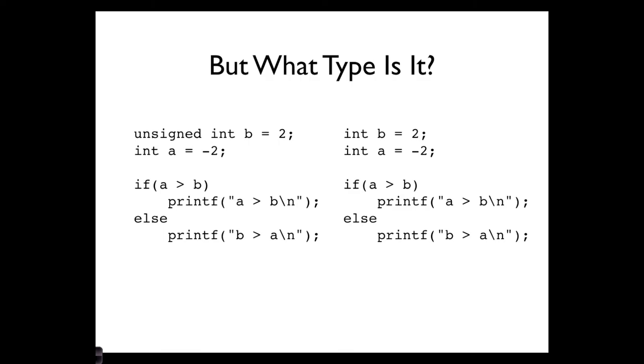Here's a question for you. If we do the following code, and we say unsigned int b equals 2, and then int a equals negative 2, and then we try to compare a and b, don't we have kind of an inherent problem here if we're trying to compare an unsigned number to a signed number? But C allows us to do this. In fact, it doesn't even give us a warning. It just lets us do it.